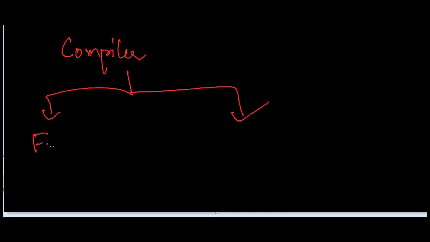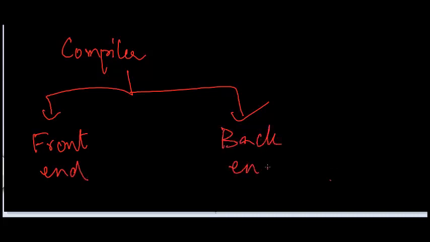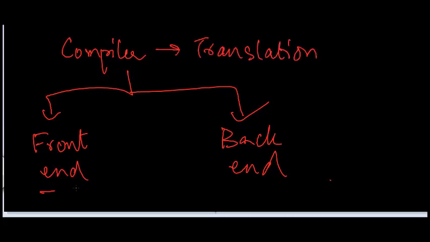Okay, a compiler is a software that can be described as having a front end and a back end. So this compiler is basically a translation software that can be described to have a front end and a back end. So let's see what we mean by the front end and the back end.